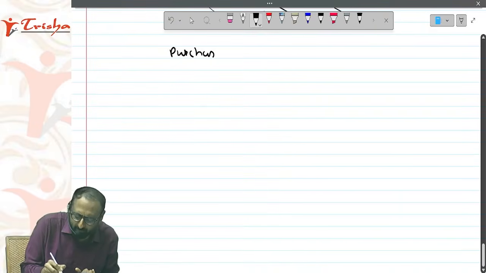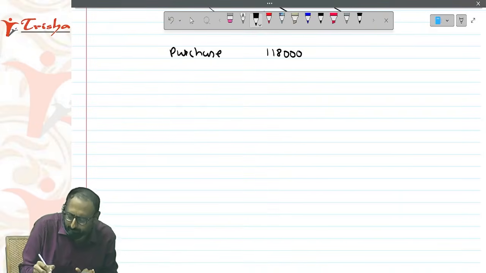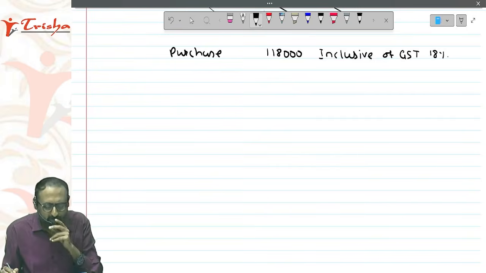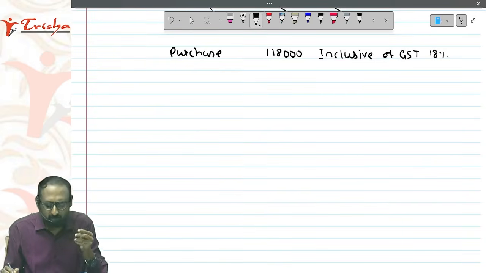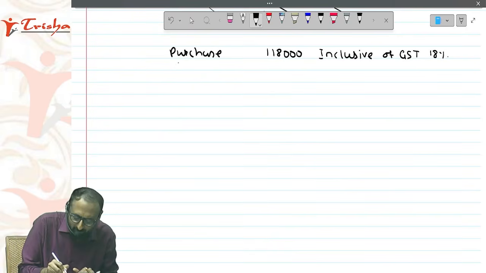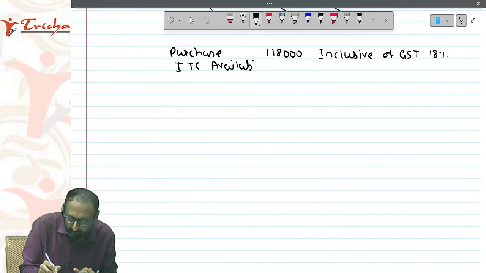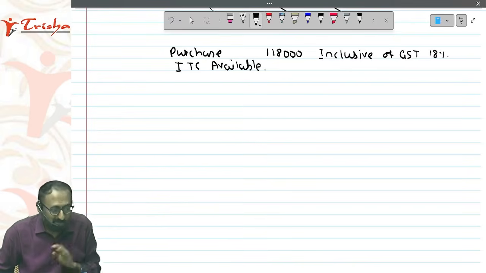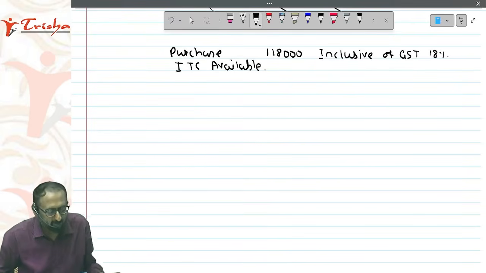Purchase price is 1,18,000 inclusive of GST of 18%, and ITC is available. Very important, sir. Not asked till date, but they will ask in your examination. Tell me, sir.